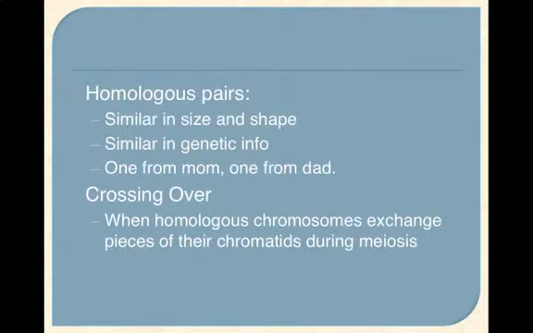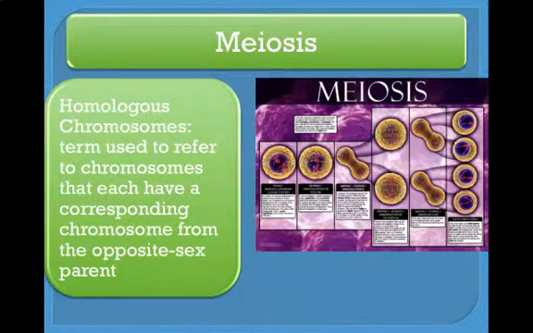Crossing over, which is a vocabulary term, occurs when homologous chromosomes exchange pieces of their chromatids during meiosis. Now remember, the chromatid is 1/2 of the chromosome. And meiosis is the process that we're going to be studying in just a moment. So, meiosis. Homologous chromosomes refers to chromosomes that have a corresponding chromosome from the opposite sex parent. So you have one from mom, one from dad.